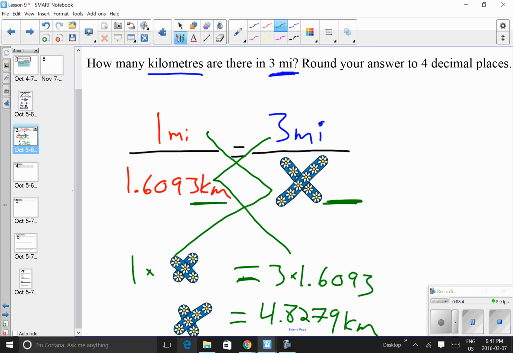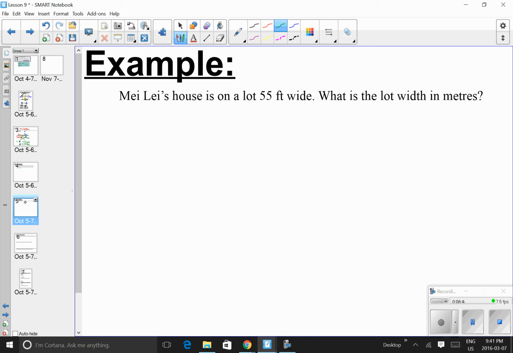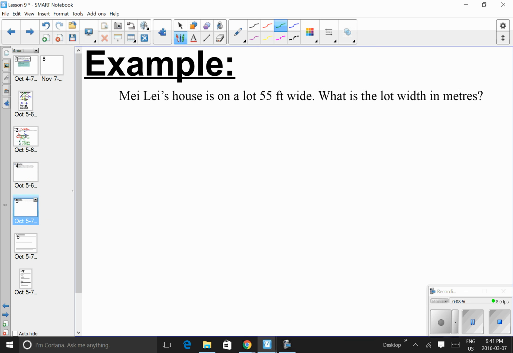So that's my answer. We're all good. All right, I think I have 2 more examples. I'm just going to do one of them. You can do the other one if you'd like, or you can get me to do it in class. I'm going to do this one. Mei Li's house is 55 feet wide. What is this in meters?